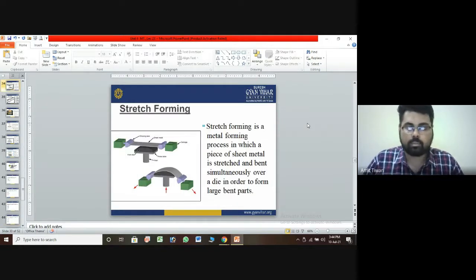Stretch forming means a metal forming process in which a piece of sheet metal is stretched and bent simultaneously over a die in order to form large bending parts. You can also fabricate these by applying certain forces and bending it into a certain curve. So you can form it. This is another, stretch forming.